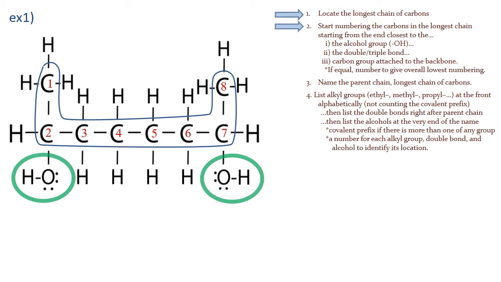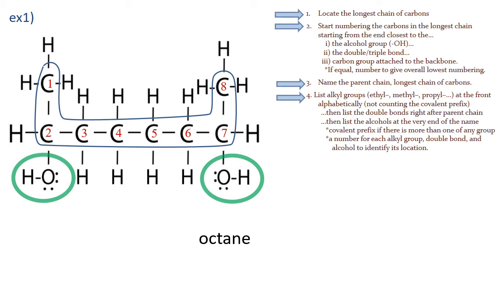So your notes should look just like this. Now I'm going to name the parent chain. That's the longest chain of carbons. I have 8 carbons singly bonded. 8 carbons is oct, singly bonded is ane. So I'm going to write octane. And then I list my alkyl groups, of which I have none. Then I list my double bonds after the parent chain, of which I have none.